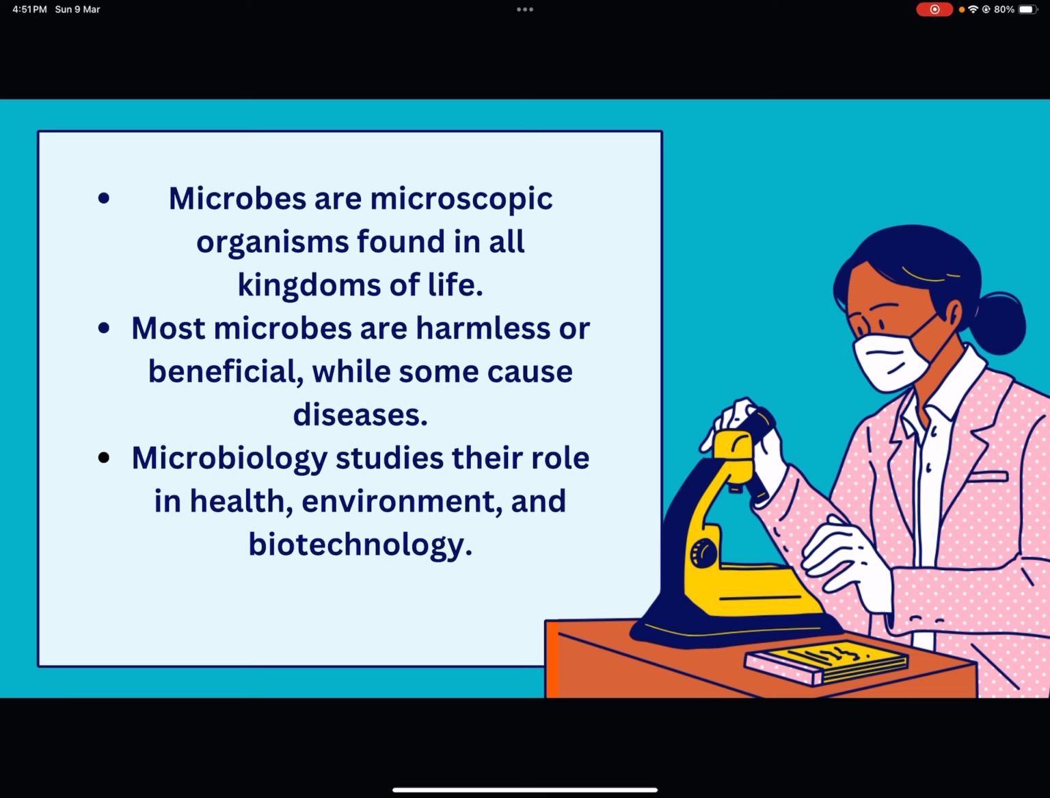And finally, microbiology basically combines all of these different factors. So it's the study of these microorganisms in their environment, their physiology, their metabolic reactions, their role in the environment, and also how we can use them in biotechnology.